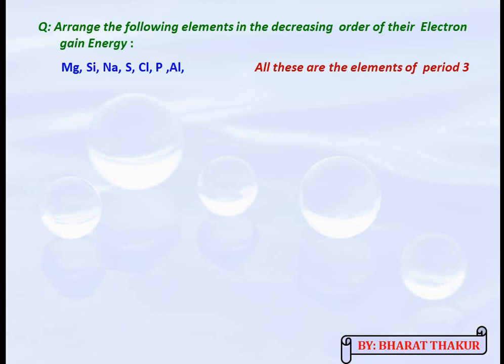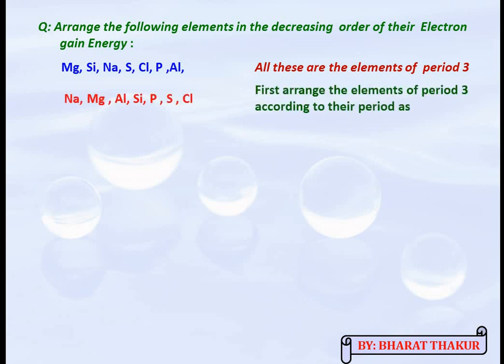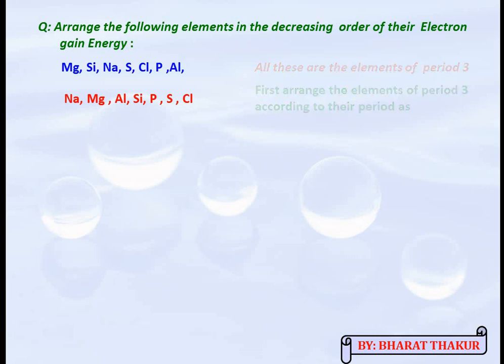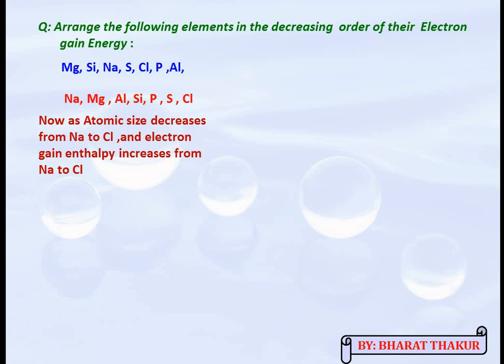So these are the elements of period 3 that we have identified, and after that we have to arrange them in the proper order of their period. So the correct order was sodium, magnesium, aluminium, silicon, phosphorus, sulfur and chlorine. Now we have already studied that on moving along a period, the atomic size decreases and nuclear charge increases. So the electron gain enthalpy value or electron affinity value is going to increase. It increases from sodium to chlorine, that means it decreases from chlorine to sodium.